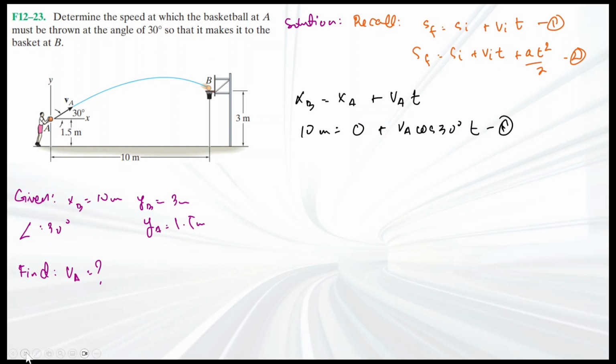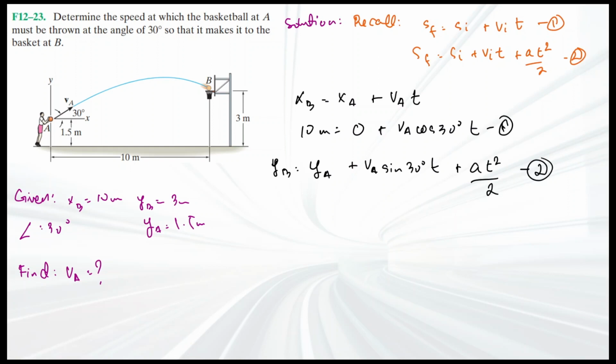So xB equals xA plus vA t. We know that our initial position at point A is going to be 0 meters. vA here is at an angle, so that's going to be vA cosine 30 degrees for our x component. And then for yB, this will be our second equation. So it's going to be yB equals yA plus vA sine 30 for the y component of vA times t, plus a t squared over 2, where a here is 9.8066, or 9.81. I forgot.